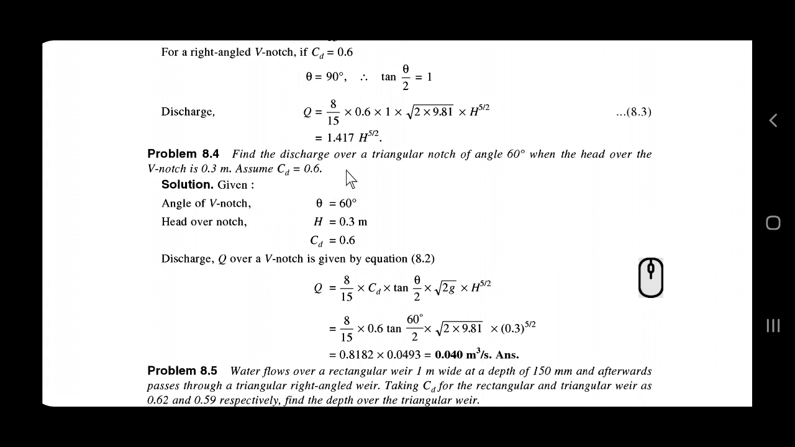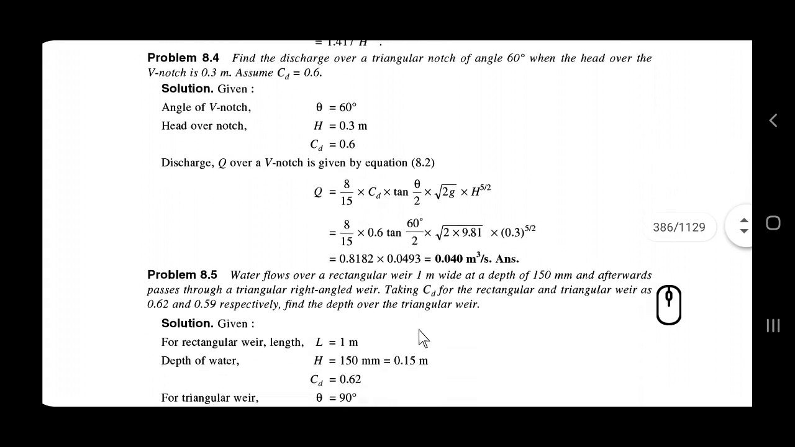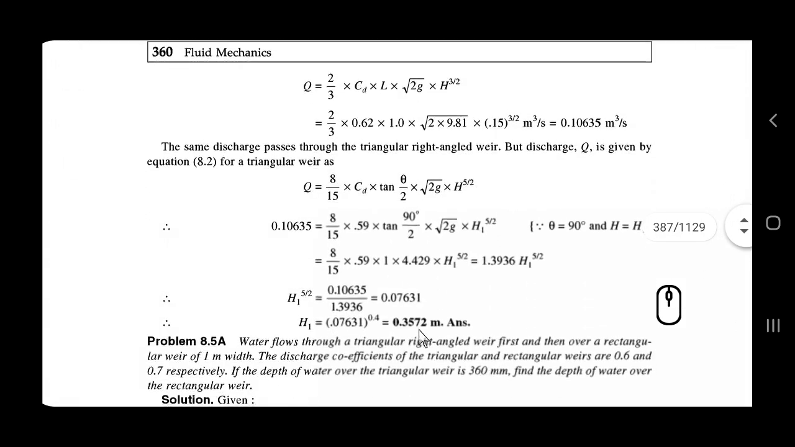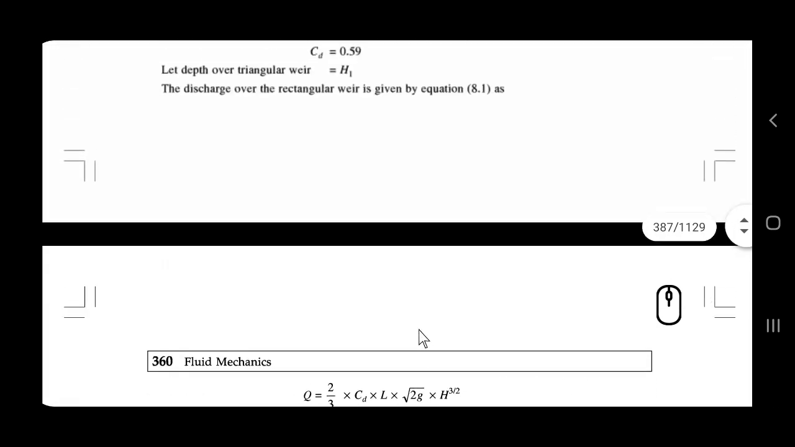Find the discharge over a triangular notch of angle 60 degree and head over the V notch 0.3 meter. That means capital H is 0.3 meter. Simply substitution: CD we have, theta we have, capital H we have. Substituting, we will get the discharge. Okay. And there is another question.